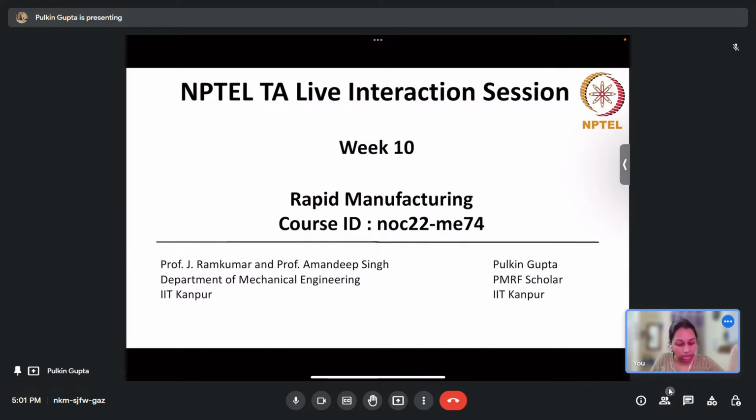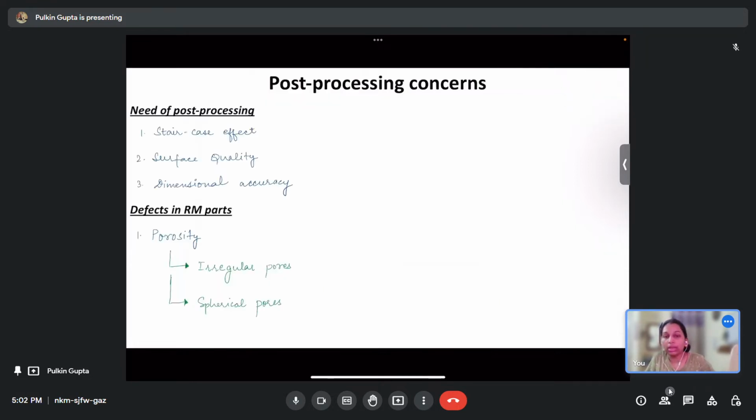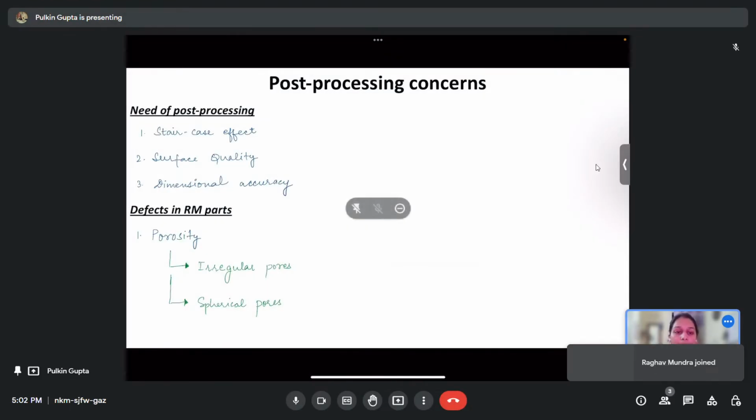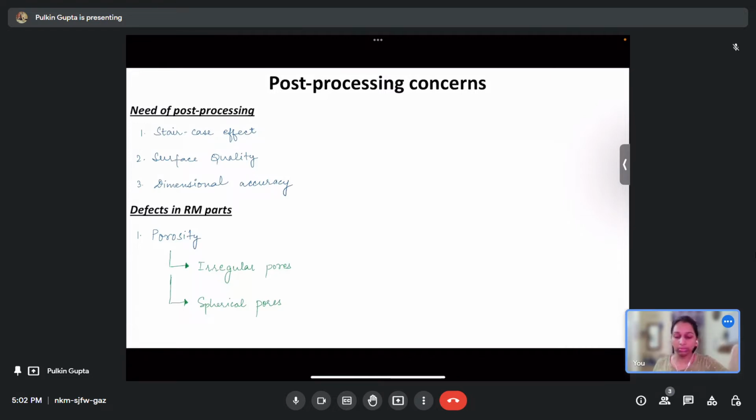All right. So in this week's lecture, we had majorly studied about the post-processing concerns for rapid manufacturing and the different costs that are associated with manufacturing any component. So, in the first place, let us see why the need to post-process arises. Since we are performing a step as post-processing, why is it needed altogether?